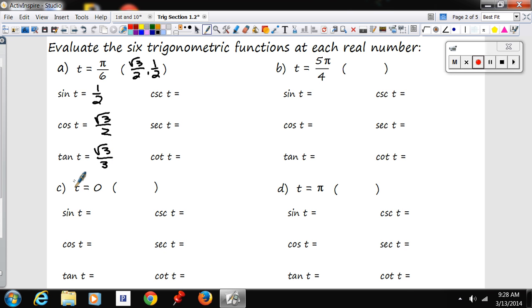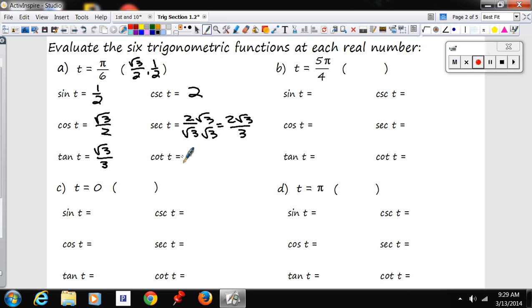Now, cosecant is the reciprocal of the sine. So let's flip that one over. You're going to get 2 over 1, which is just 2. The secant is the reciprocal of cosine. So I need to fix that, because radical 3 on the bottom doesn't work. So let's multiply by the radical 3's. You're going to get 2 radical 3 over 3.